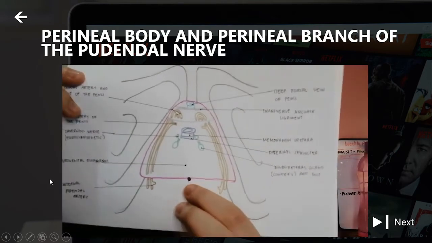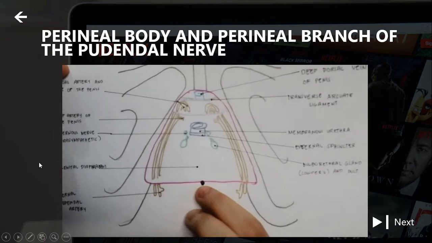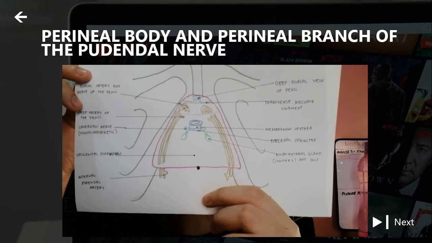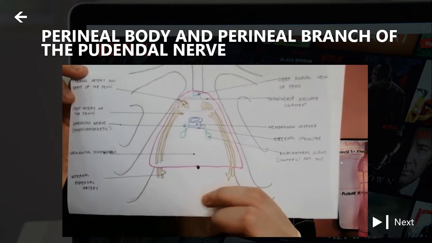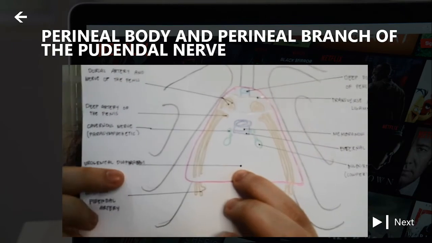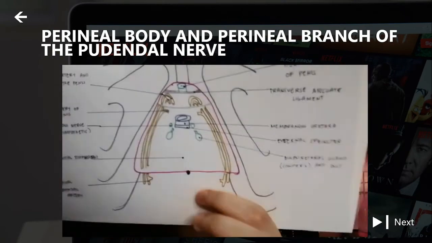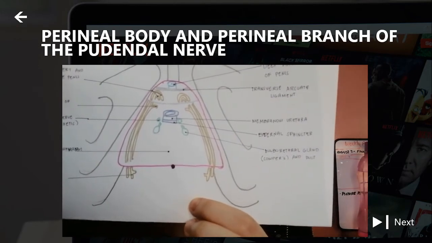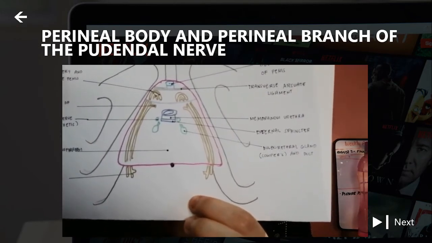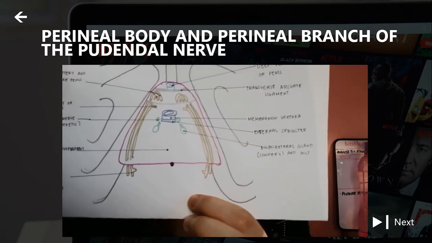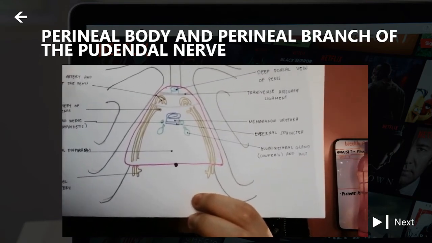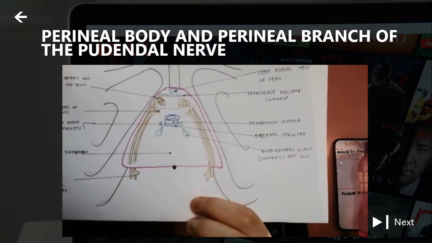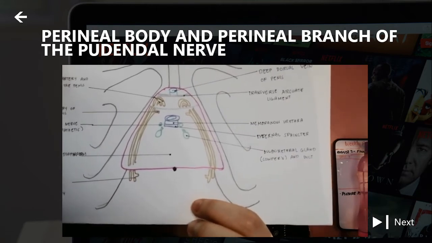So, the perineal body is located right here in this dark dot. This is a small mass of fibrous tissue attached to the center of the posterior margin of the urogenital diaphragm. It serves as a point of attachment of the external anal sphincter, bulbospongiosus muscle, and superficial transverse perineal muscle. The perineal branch of the pudendal nerve of each side terminates in the superficial perineal pouch by supplying the muscles and the skin.